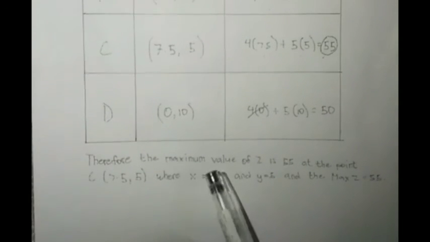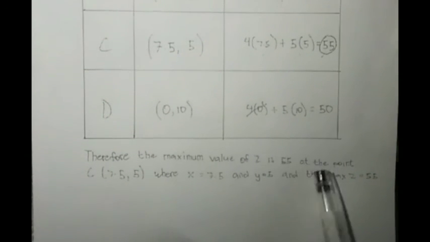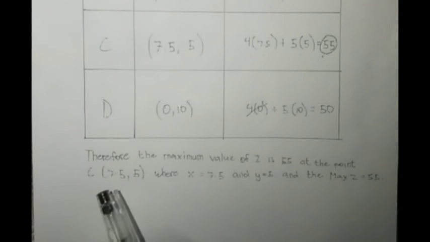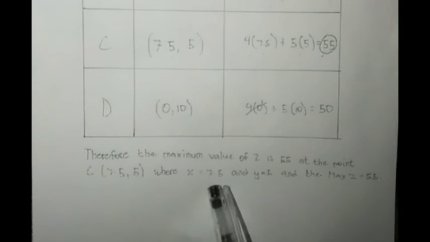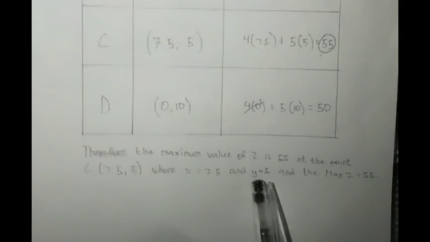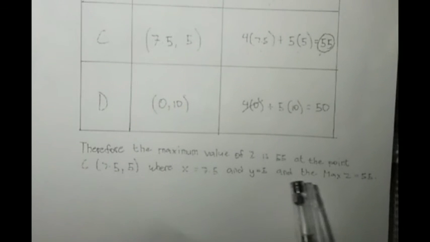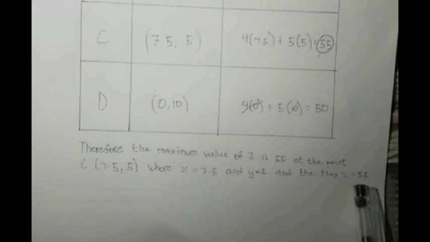Therefore, the maximum value of z is 55 at the point C, which is 7.5 and 5, where x is equal to 7.5 and y is equal to 5. And the maximum value of z is 55.